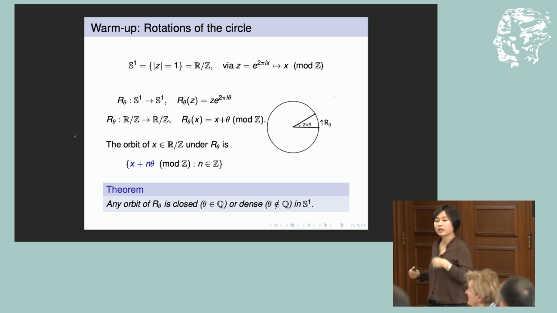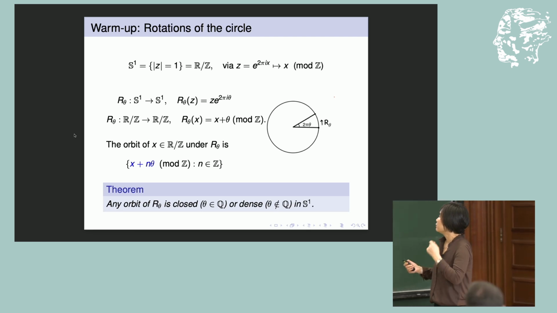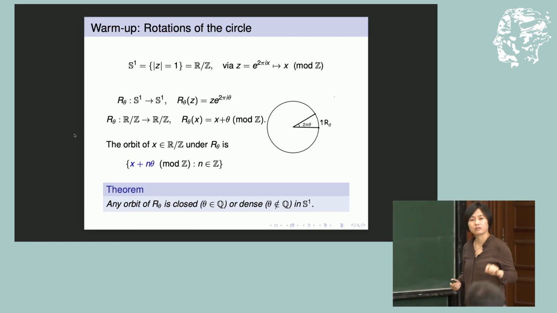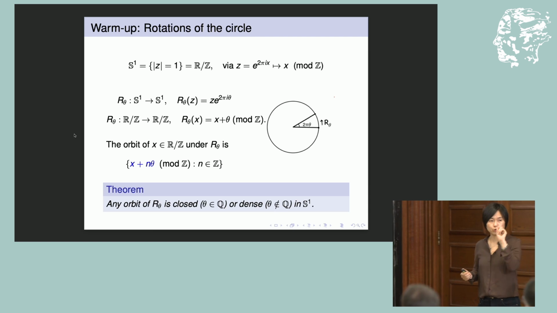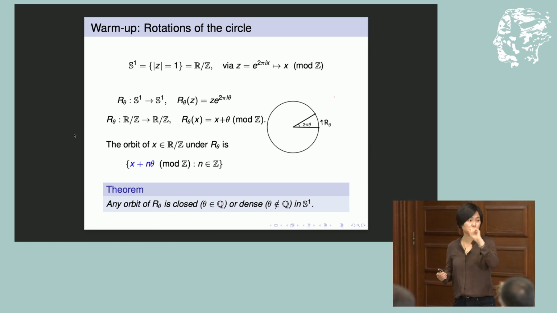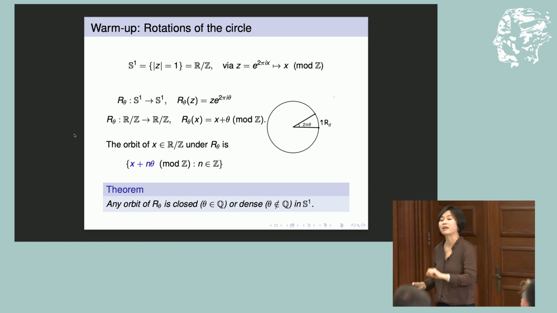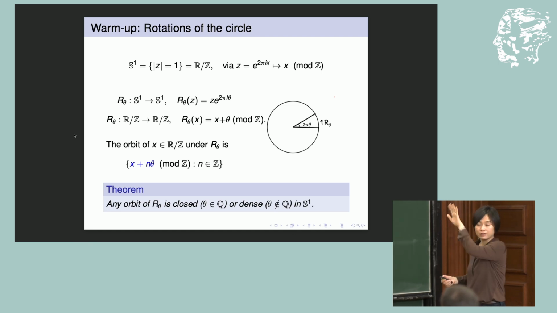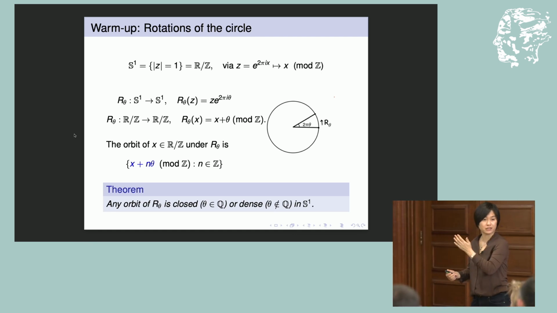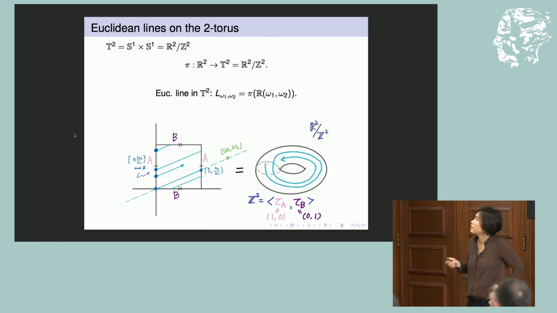So you can interpret this result. If she's jumping by a rational distance, then she will see only finitely many places on the circle. And if she's jumping by irrational distances, then she's going to see all the places on the circle. Now we move to the 2-torus.